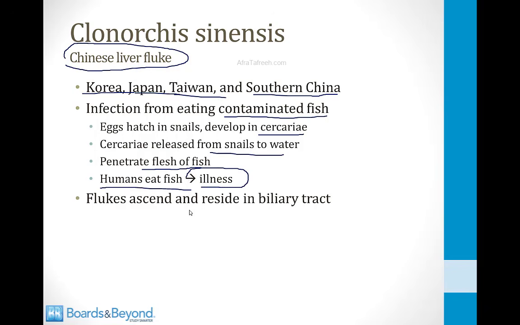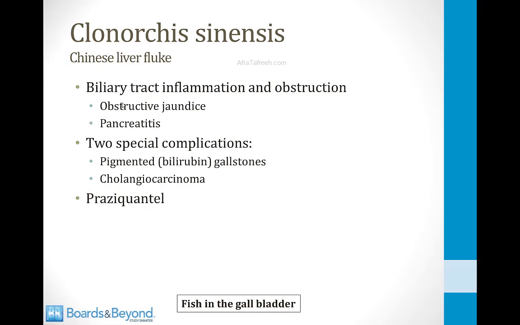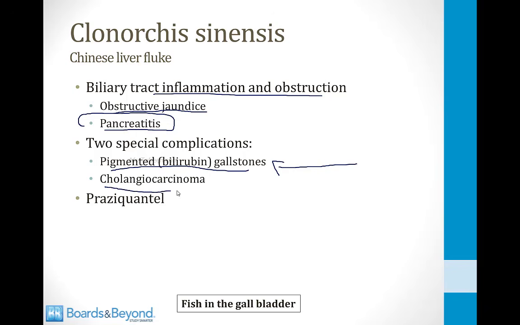And these flukes ascend and reside in the biliary tract, and that's the source of a lot of the pathology. So people with Chinese liver fluke infections get biliary tract inflammation and obstruction, so they can develop obstructive jaundice and they can get pancreatitis. And then there are two special complications you should know about. The first is development of pigmented or bilirubin gallstones. This is a very rare type of gallstone. It's seen in people with hemolytic anemias, and it also occurs in people with this helminth infection. And then finally, the long-standing infection of the biliary tract can lead to cholangiocarcinoma, and this is treated with praziquantel.